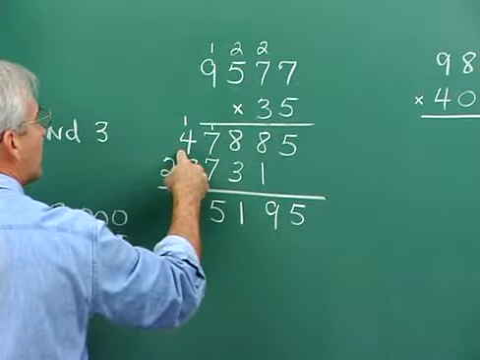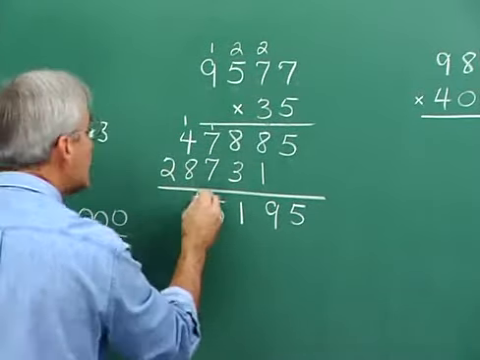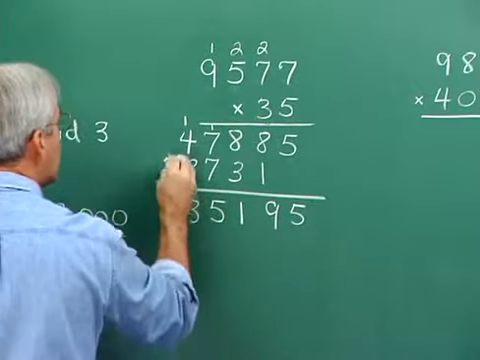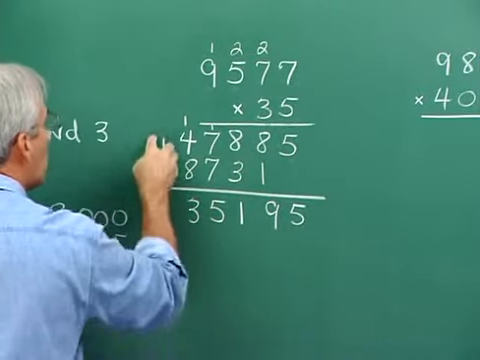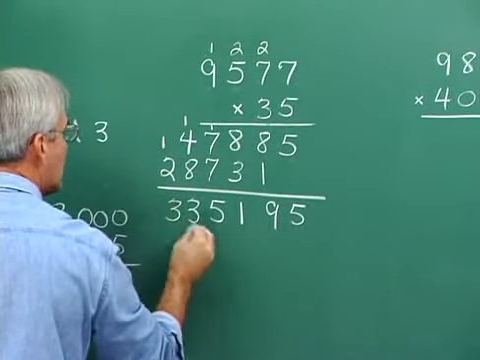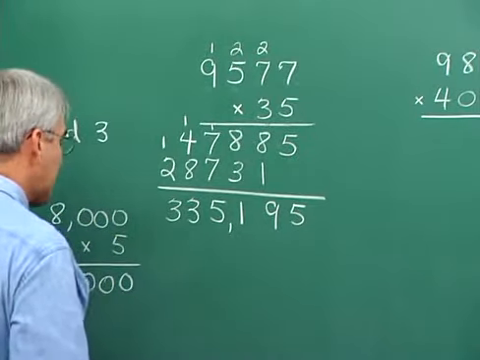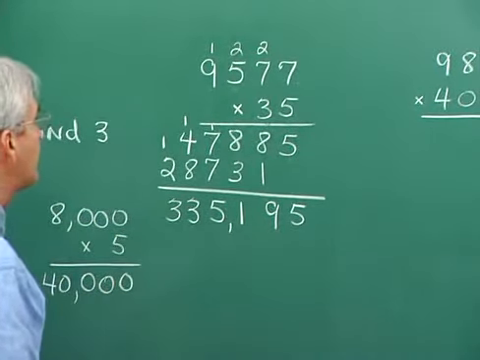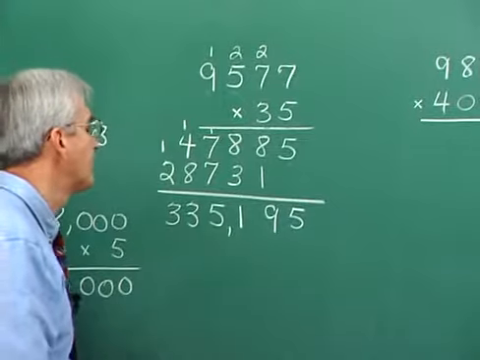1 and 4, 5 and 8, 13. The 3 in 13 goes here. The 1 is carried. 1 and 2, 3. So 335,195 is the product of those two numbers.